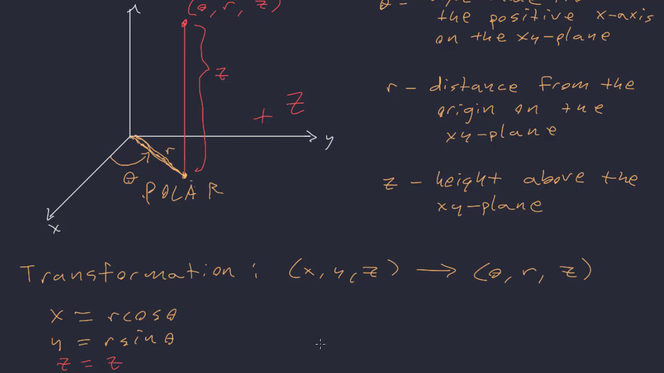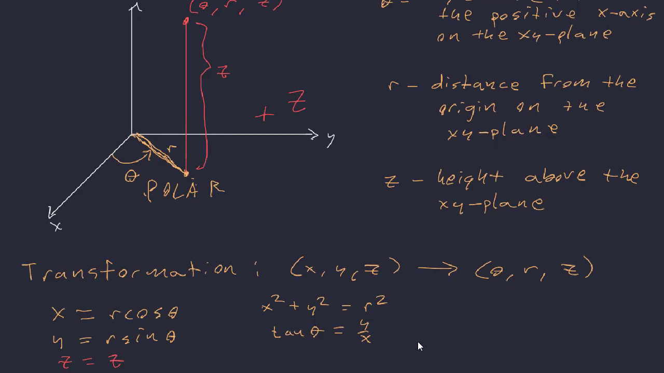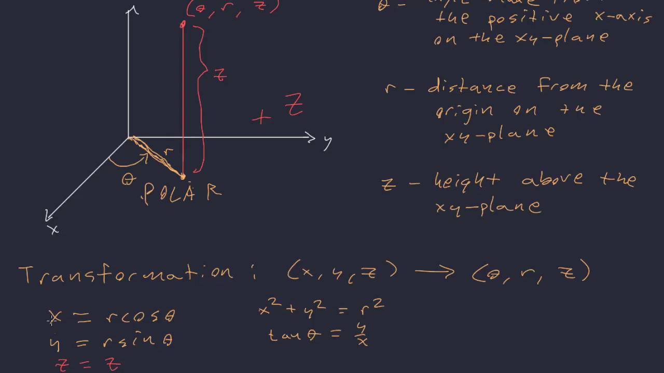Okay, and we still have some of the other things, like the fact that x squared plus y squared is equal to r squared. Okay, we have tangent theta is equal to y over x. That one doesn't maybe come up as much, but it, you know, might still. Okay, and so this is how our transformation goes.